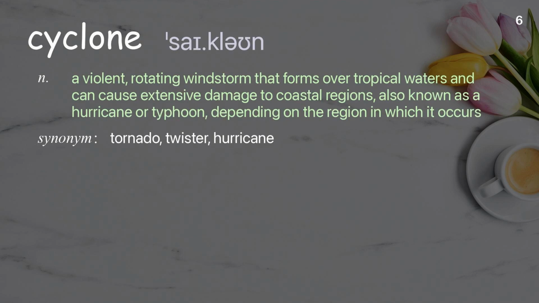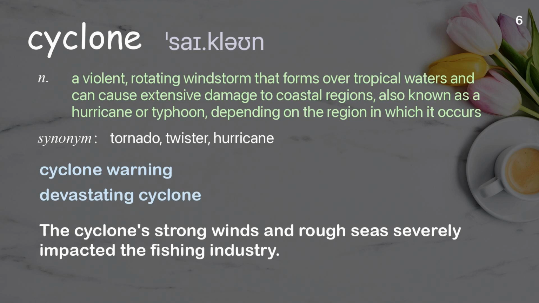Cyclone. A violent, rotating windstorm that forms over tropical waters and can cause extensive damage to coastal regions, also known as a hurricane or typhoon, depending on the region in which it occurs. Examples: Cyclone warning. Devastating cyclone. The cyclone's strong winds and rough seas severely impacted the fishing industry.